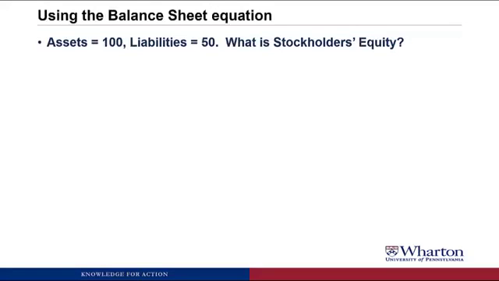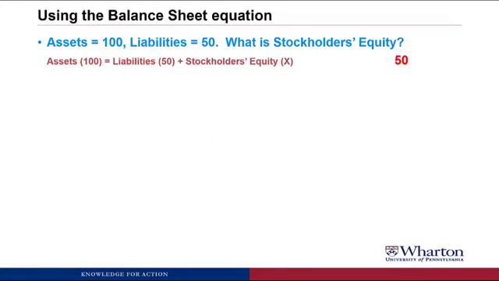Assets equal 100, liabilities equal 50. What is stockholders' equity? We can solve this one with the balance sheet equation. We know that assets are 100, liabilities are 50. The only thing that's missing is stockholders' equity, which has to be 50, so that we have 100 on the left-hand side and 100 on the right-hand side.